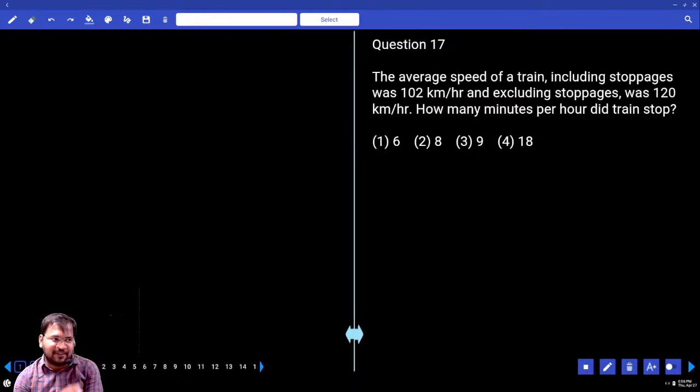Then the times are in the ratio 17 is to 20. The express train takes 17 parts of time, but the ordinary train takes 20 parts of time. Why 3 parts of extra time? That is spent during the stoppages, 3 parts out of 20 parts. 3 by 20. They're asking per hour, so multiply by 60. 3 twos are 6, 3 threes are 9. Your answer is 9.